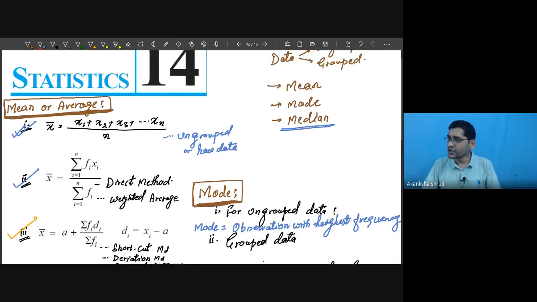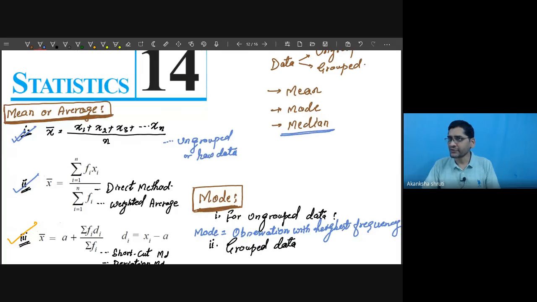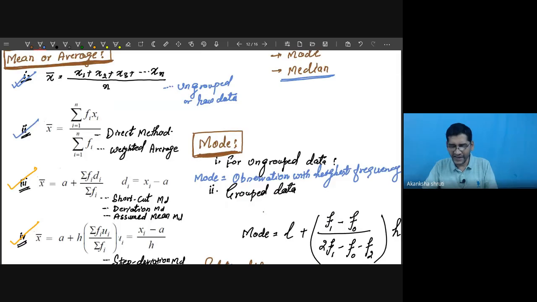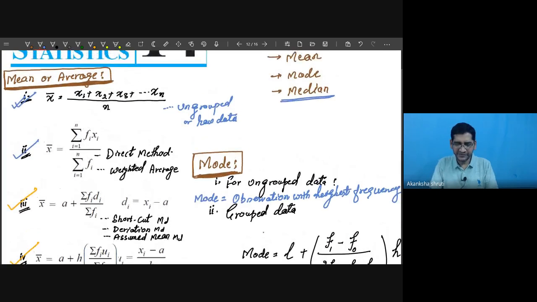Next, if there is grouped data having a frequency distribution, then its mean is determined by either of these three methods. First one is called the direct method, which is obtained by summation of fi xi divided by summation of fi. The next one is called the assumed mean method, where we first assume a mean, then from that mean we calculate the difference di, we calculate fi di, then summation of fi di, then the mean is calculated by a plus summation of fi di divided by summation of fi.